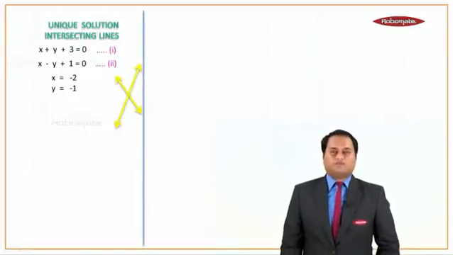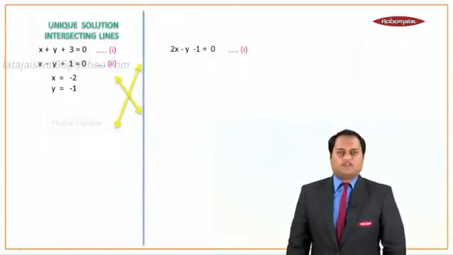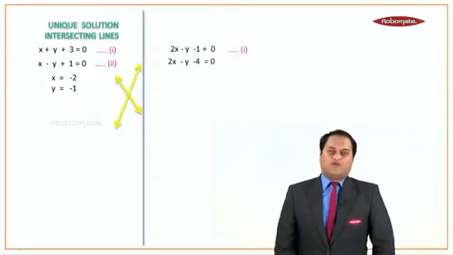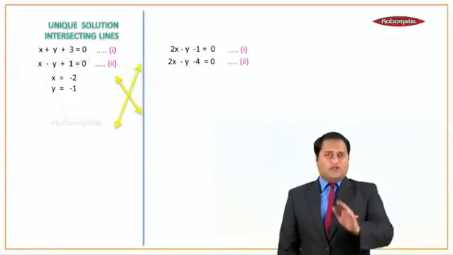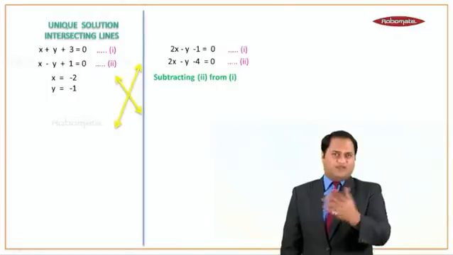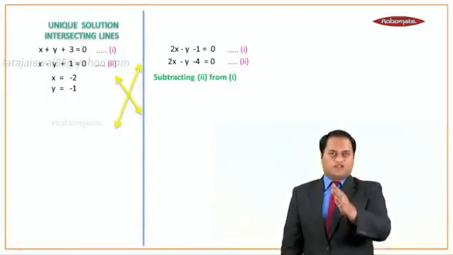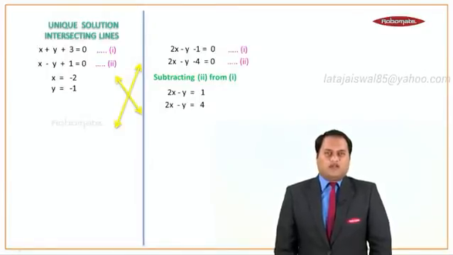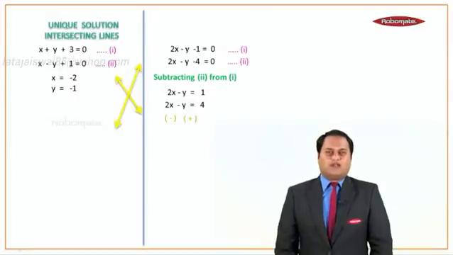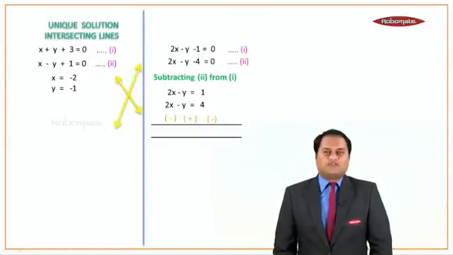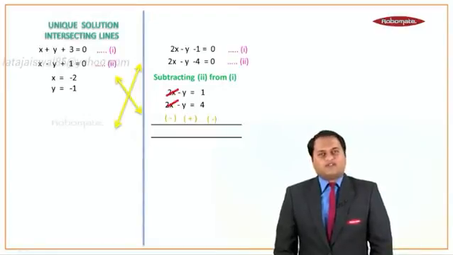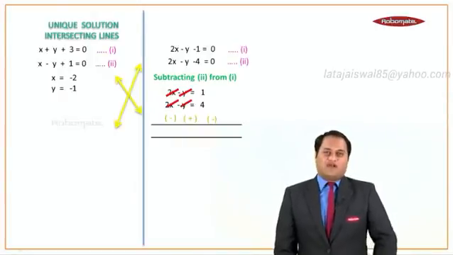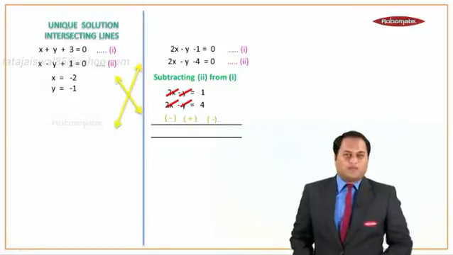Clear? Let's move on. Let's take these equations. 2x minus y minus 1 is equal to 0 is equation number 1. 2x minus y minus 4 is equal to 0 is equation number 2. Now when you subtract the two equations, as we used to do in the elimination method, taking the constants to the other side, we get 2x minus y is equal to 1 as one equation, and 2x minus y is equal to 4 as the other equation. Subtract, change the signs. What happens? 2x minus 2x gets cancelled, minus y plus y also gets cancelled, and 1 minus 4 is minus 3.